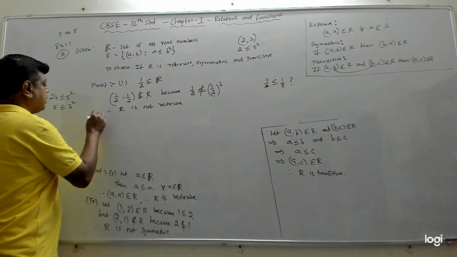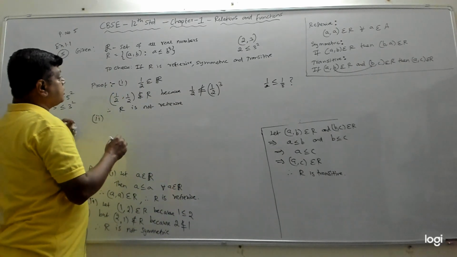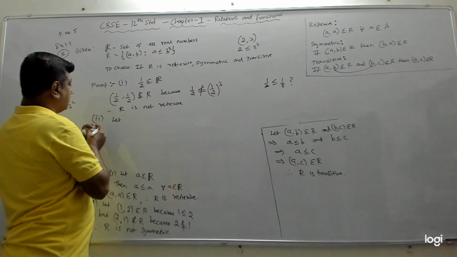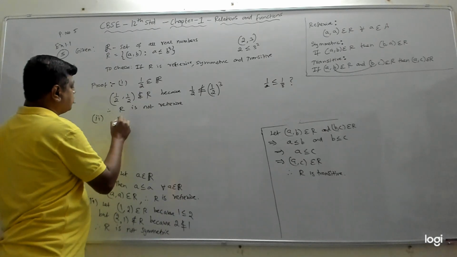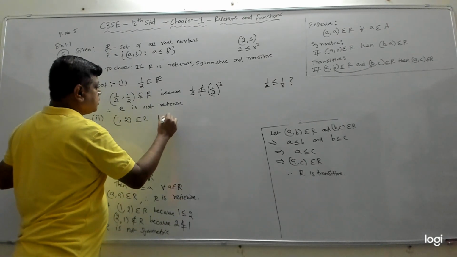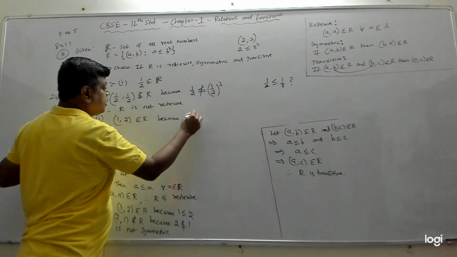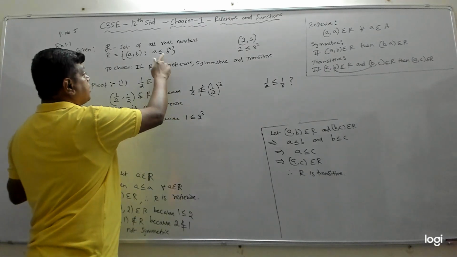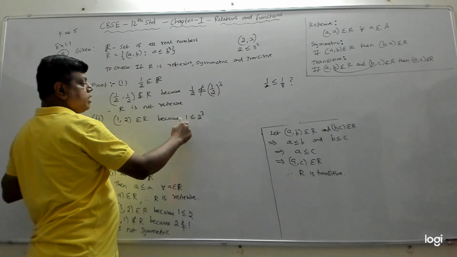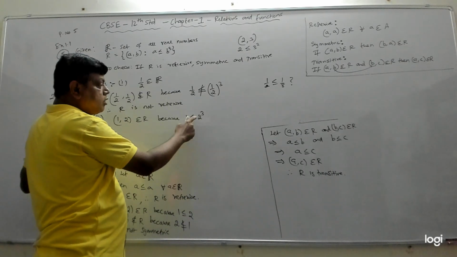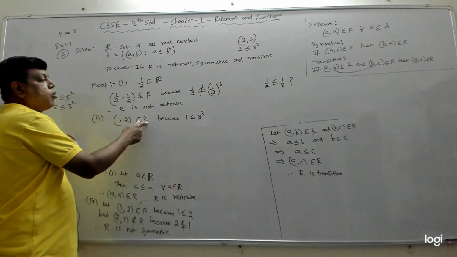Again for symmetric we can take an easy path. Let (1, 2) belong to R. Why does (1, 2) belong to R? Because 1 is less than or equal to 2 cube. This condition is satisfied. A is 1, B is 2. B is not 2 cube, B is 2. And A is less than or equal to B cube, therefore (A, B) belongs to R.